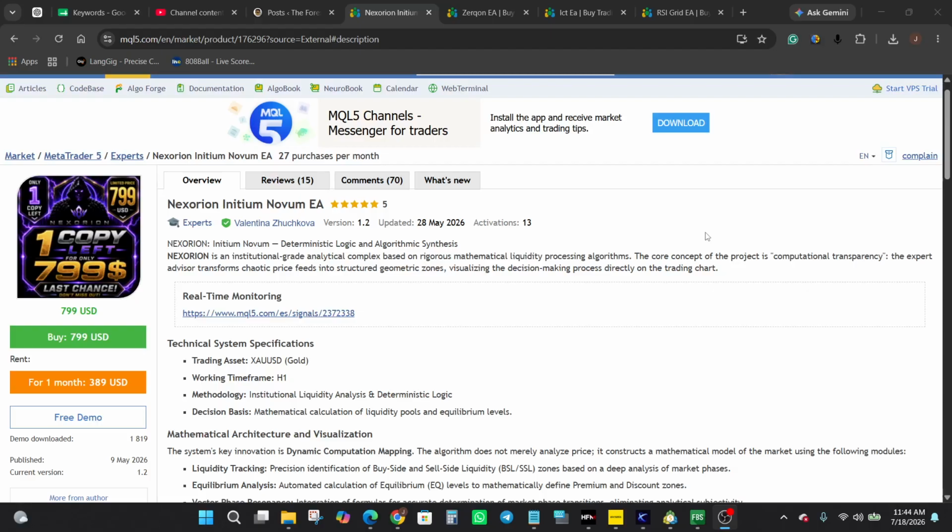Now let us get into this particular review. All right, I am looking at Nexorion Initium Novum EA. And to be clear right away, this is an MT5 expert advisor, so if you're an MT4 trader, then you might not be able to use this one. Let us start on the MQL5 Marketplace page, shall we?